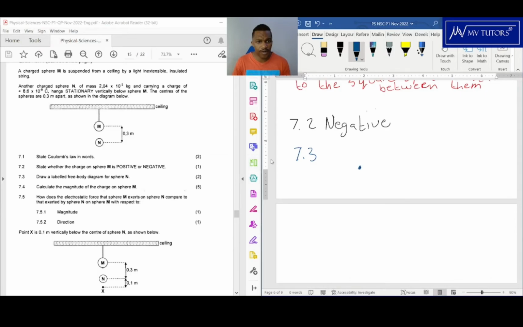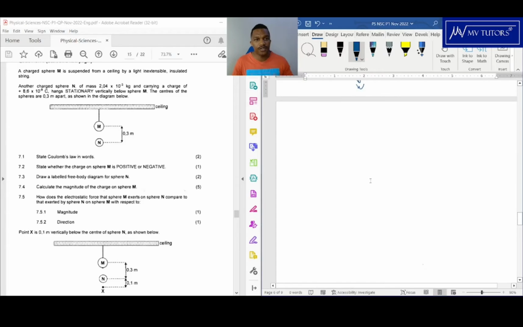So we've got sphere N right there. Now, there's a force between them. Okay, that's Fe. I'm going to get rid of that and rewrite it. So I'm going to put an arrow and then I'll put Fe. And opposite that force, we know that sphere N has a weight, which is mass times gravity. That's what weight is.